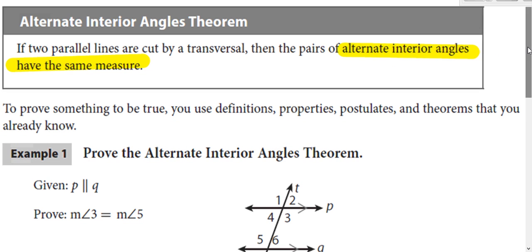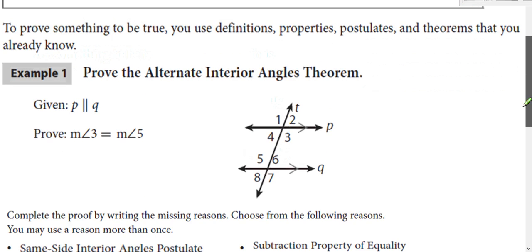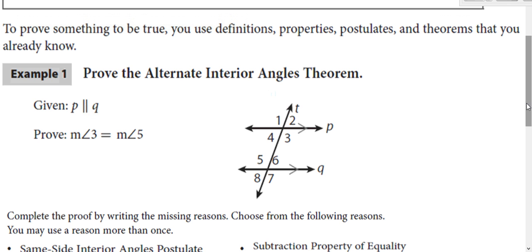So we're going to go through a little bit of a proof. When you're proving something, you can use definitions, properties, postulates, and theorems that you already know. So all of your knowledge, basically, you can use. But those would be the reasons: the definitions, the properties, the postulates, and theorems.